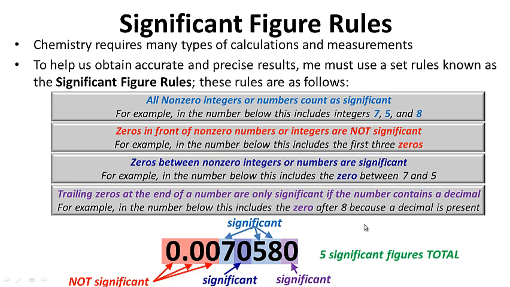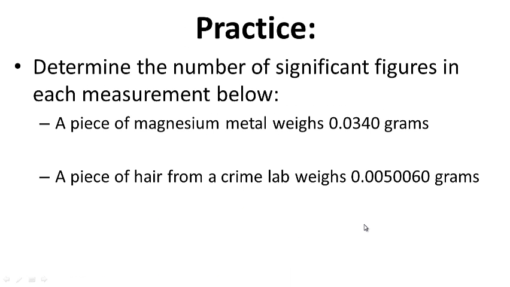Okay? So for your notes, practice here. On your notes, write down, determine the number of significant figures in each measurement below. A piece of magnesium metal weighs 0.0340 grams. How many significant figures are in that? A piece of hair from a crime lab weighs 0.0050060 grams. How many significant figures are in this? Go ahead and pause this while you write. When you're ready to see the answers, hit play.